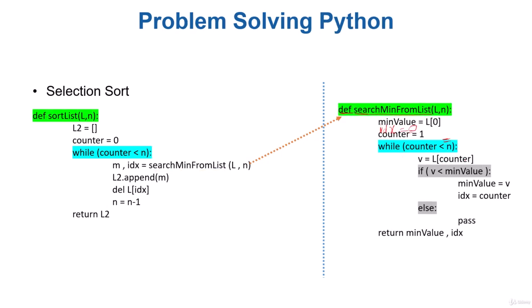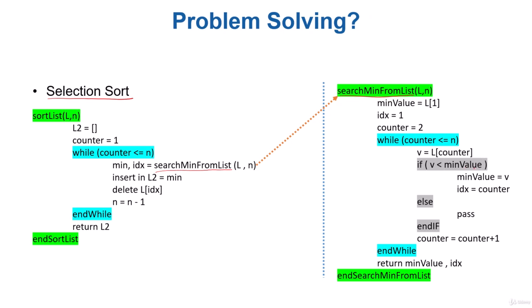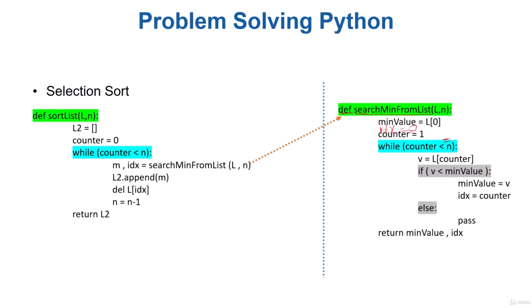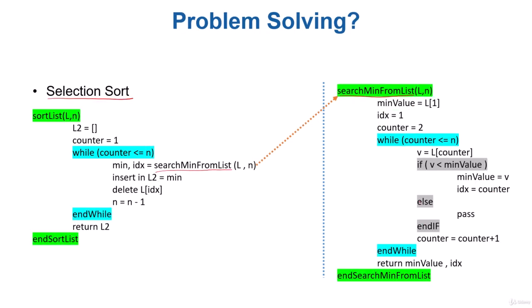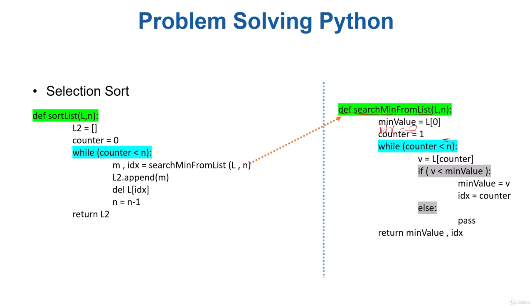Now v is equal to l counter, the same thing. If v is less than the minimum value, the same thing in pseudocode and Python. Just see the colon at the end. We have a colon at the end of the while statement, at the end of the definition, and at the end of the if statement. The other statement in pseudocode is exactly the same in Python. Now, in pseudocode we have an else statement, in Python we have an else statement. If we want to write an else statement, we have to write a colon at the end of that. Then in pseudocode we have a pause statement, in Python we have a pause statement, same things.